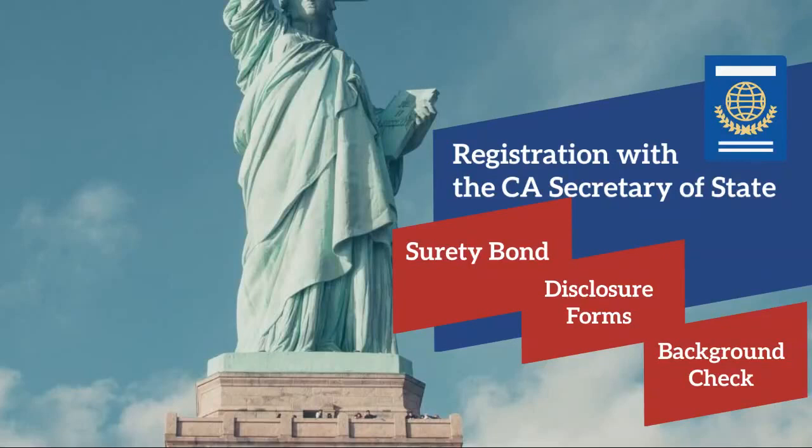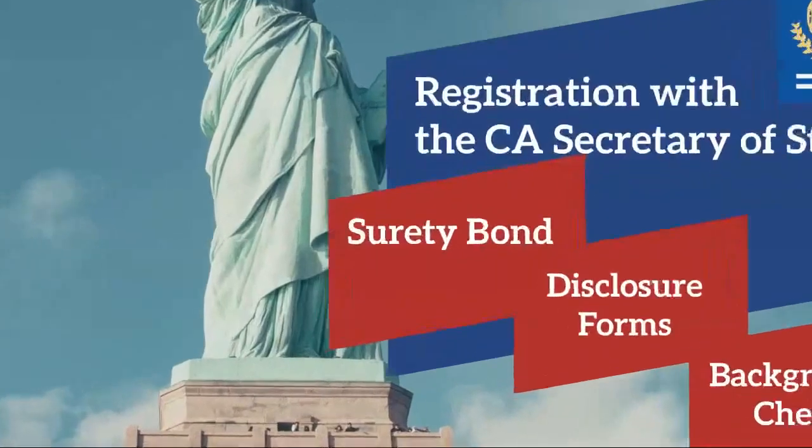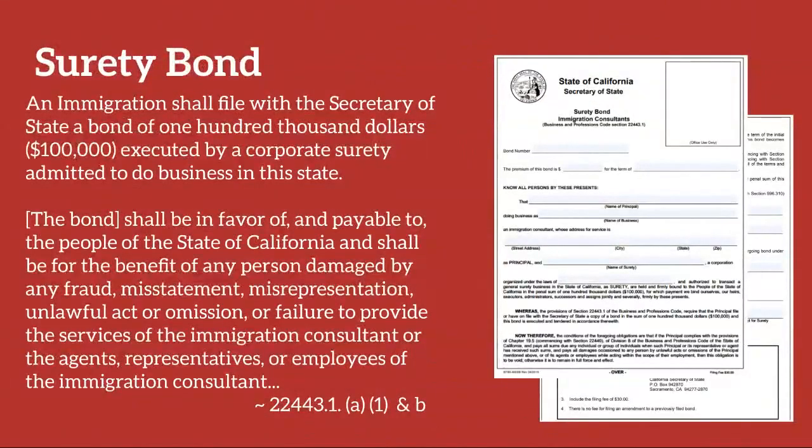Registration with the California Secretary of State is necessary to practice as an immigration consultant in the state of California. The first step is that you must obtain a surety bond. An immigration consultant shall file with the Secretary of State a bond of $100,000 executed by a corporate surety admitted to do business in this state.